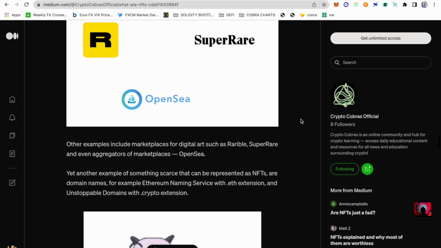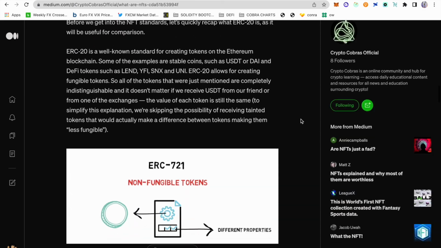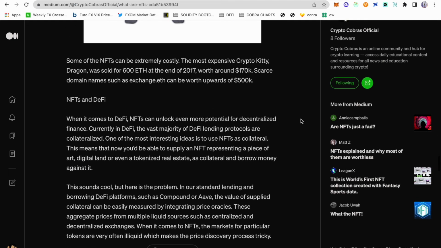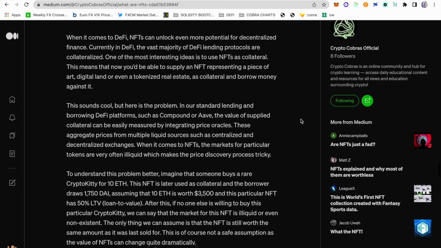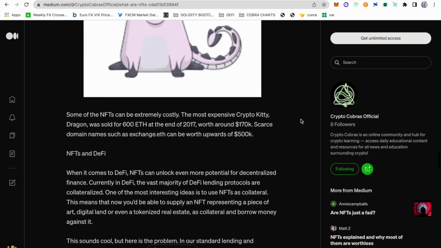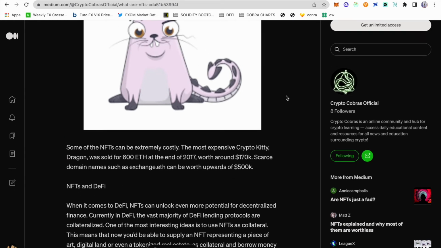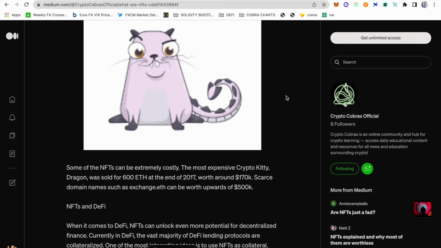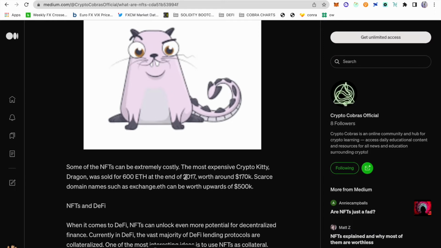So I hope that explains what NFTs are a little bit, and then you can understand their mechanisms. I also think it's important to understand their use cases. So let's read from this passage here, and then we can see how NFTs are outlined in DeFi, in decentralized finance. Some NFTs can be extremely costly. The most expensive CryptoKitty, Dragon, was sold for 600 Ethereum at the end of 2017, worth around $170,000. Scarce domains such as exchanges.eth can be worth upwards of 500k.